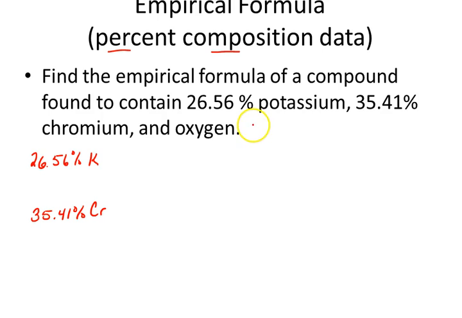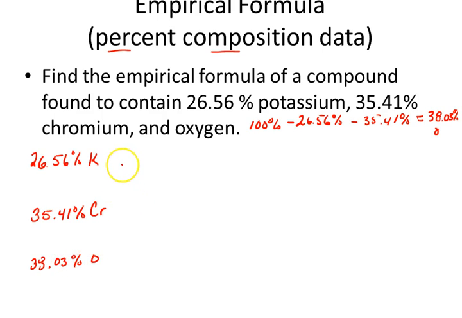Remember that everything has to add up to 100%, so if we take 100% minus 26.56% minus 35.41%, that's going to leave us with 38.03%, and that would be oxygen. Our issue is that we don't have a way to directly convert percentages to moles. So we have to know the size of the sample that we're looking at.